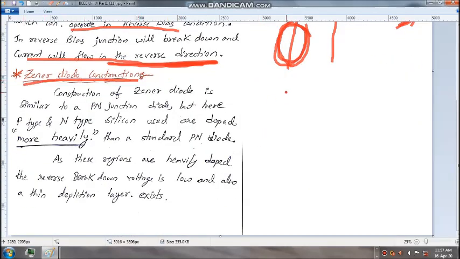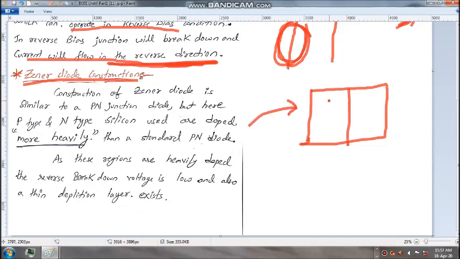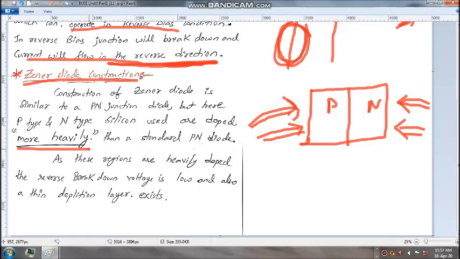Coming to the construction. Construction is similar to that of a normal PN junction diode. We take an intrinsic semiconducting material and dope it with p-type impurities on one side and n-type impurities on the other side, similar to a normal PN junction diode. But the major difference is that here the amount of impurities added is more when compared to the normal PN junction diode. So we can say that the Zener diode is heavily doped.